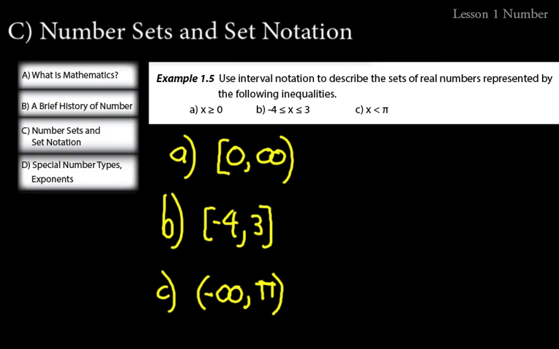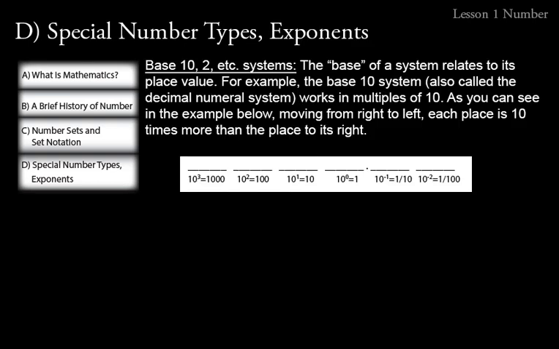That's an important part of calculus too, that closeness to a value but not equaling the value. That's called an infinitesimal difference, and so that difference between putting a parenthesis there and a bracket there, that's a hugely important thing in calculus. Moving on to part D now, in special number types and exponents.